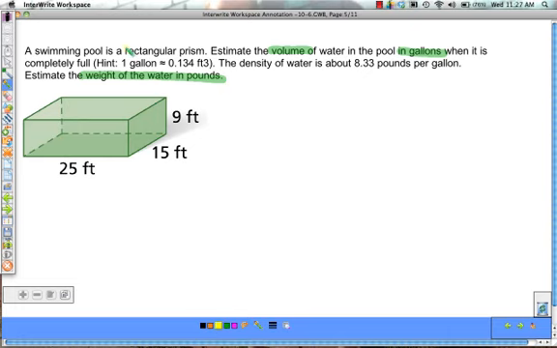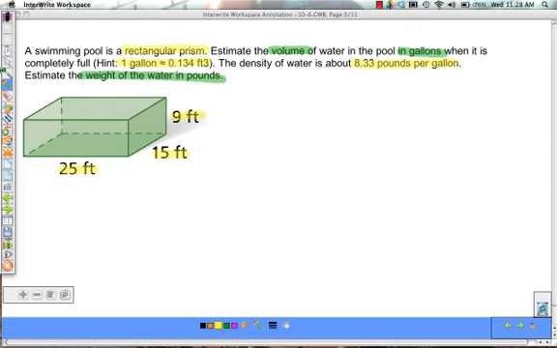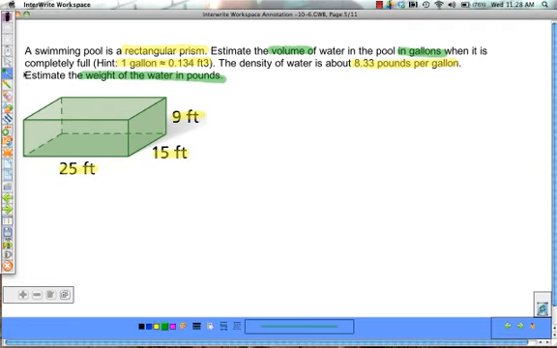We are given that it's a rectangular prism. We're given our conversion here. And we also are given that the density is right here. Here's our length, our width, and our height. So let's find out these two questions.